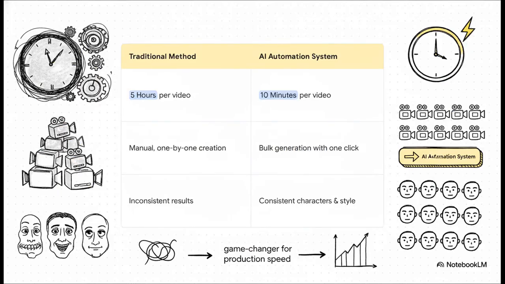And this right here, this really shows you what we're talking about. The difference is just staggering. We are talking about going from 5 hours for a single video all the way down to just 10 minutes. We're shifting from this slow, manual, one-by-one process that gives you kind of inconsistent results to a one-click system that can generate videos in bulk with characters that actually look the same in every shot. It's a total game changer.